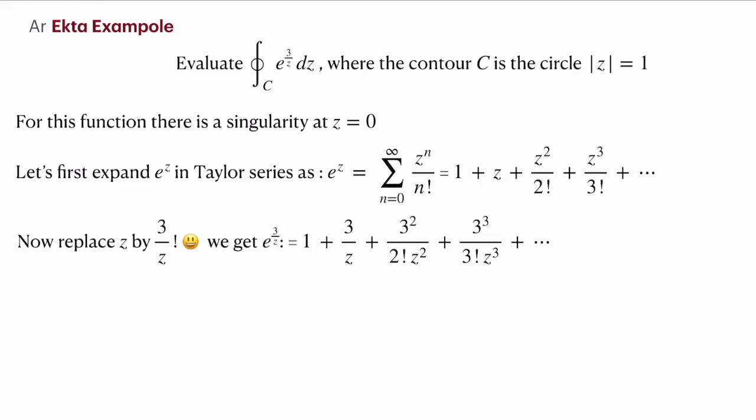This looks like somewhat of a cheap magical trick, but it does indeed work out. The expansion for e power 3 by z is given as 1 plus 3 by z plus 3 square by 2 factorial into z square plus 3 to the power 3 divided by 3 factorial z cube and so on. By looking at this, we clearly see that the series does not terminate, so we have an essential singularity at z equal to 0.